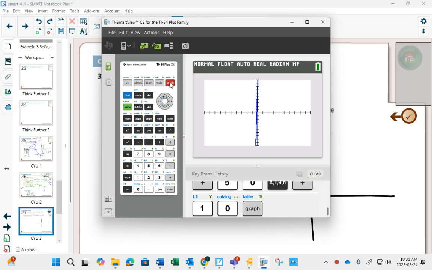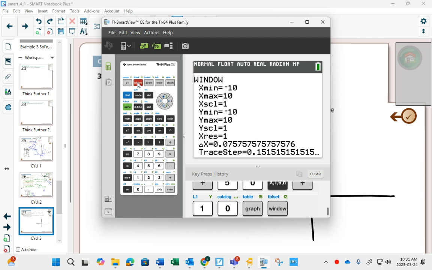So on your graphing calculator, normally when you start to graph, it goes from negative 10 to 10 on both your x and y axes. That's called the window of your graph. It's what you see through. If you want to see more, you'd have to make your window bigger. So we go to the window button, and you can play around.